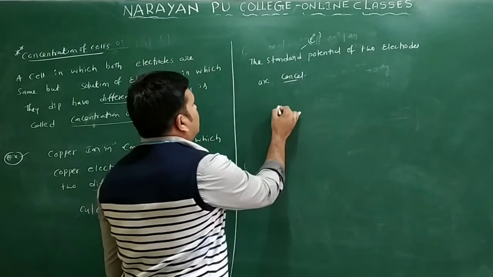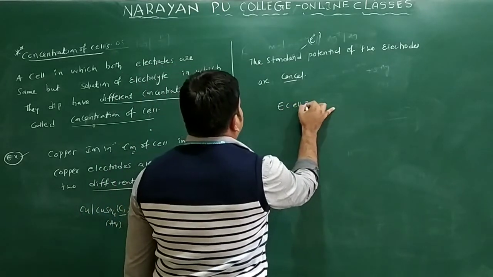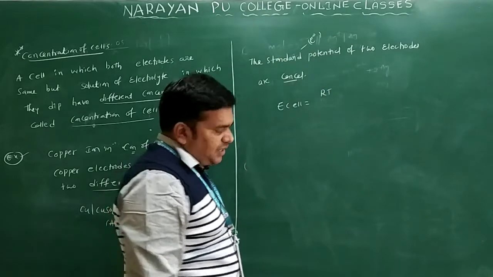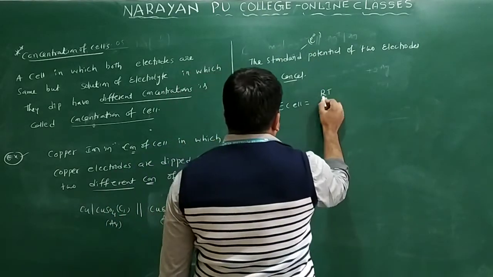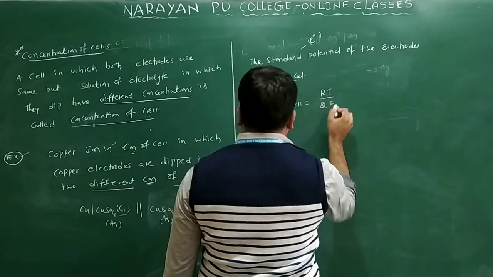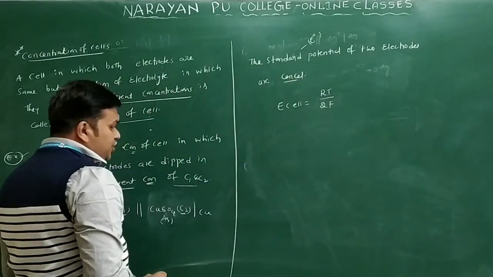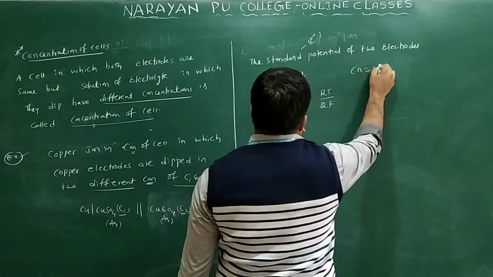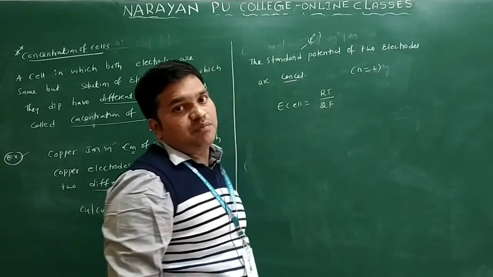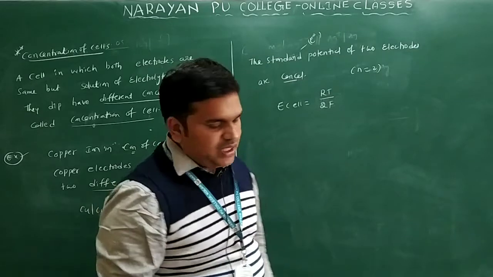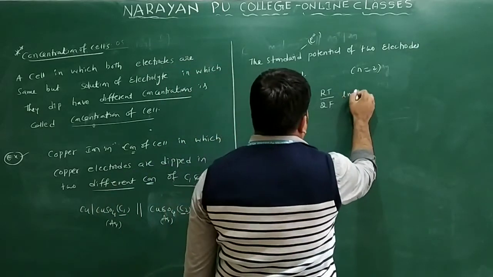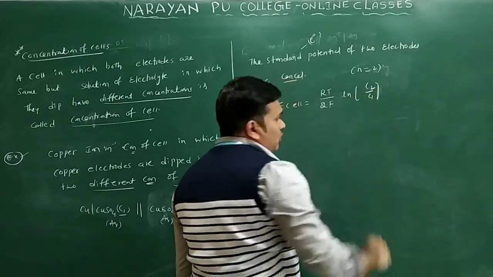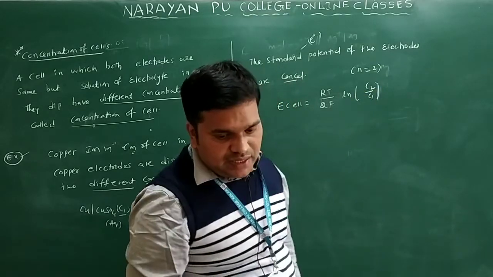E cell is equal to RT by 2F. Why here? In this cell, Cu converts into Cu plus 2, so the n value is equal to 2. RT by 2F, then you write ln C2 by C1.